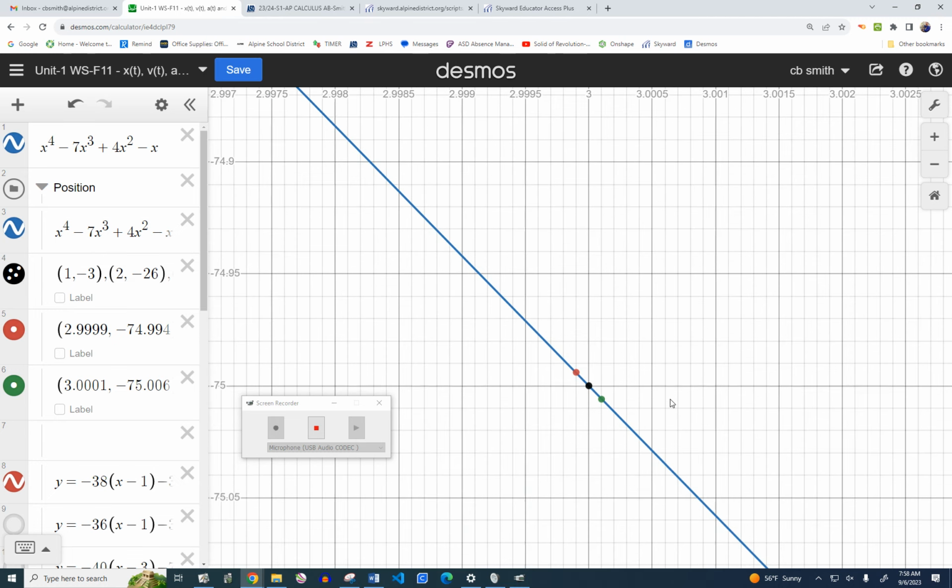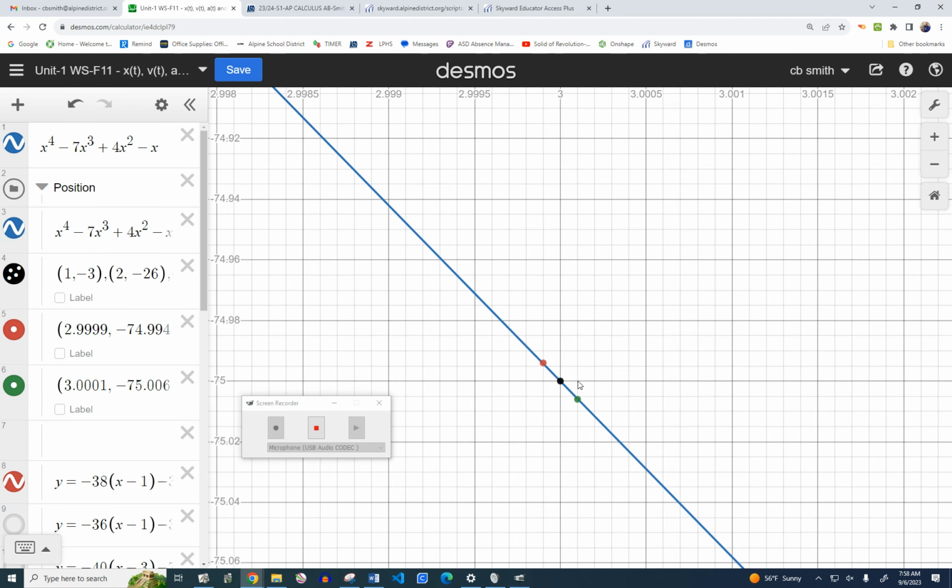So what he did is he found this dot here is at exactly time 3. This dot is very, very close to time 3. This dot is just slightly more than time 3. So he found the average velocity between these 2 points. And then he finds the average velocity between these 2 points. They're not the same, but they're really close.